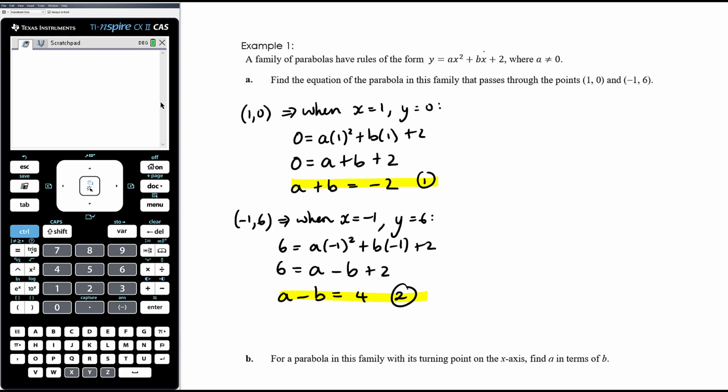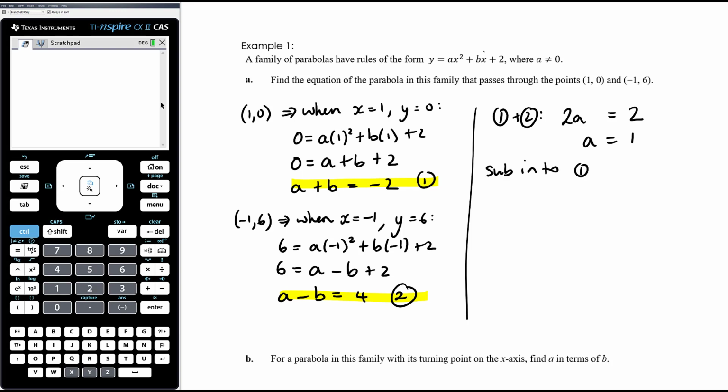So I've labelled my equations 1 and 2. They're going to be easily solved by elimination, because if I add them together, the b's will cancel out. So I'm going to do equation 1 plus equation 2. And when I do that, I'll get a plus a, which is 2a, b plus negative b, which is 0, which is why I chose to add, and negative 2 plus 4, which is 2. And so a will equal 1. And then I'm going to sub that into, I don't really mind, let's go into equation 1. So we're going to get 1 plus b equals negative 2, and so b is going to be negative 3.